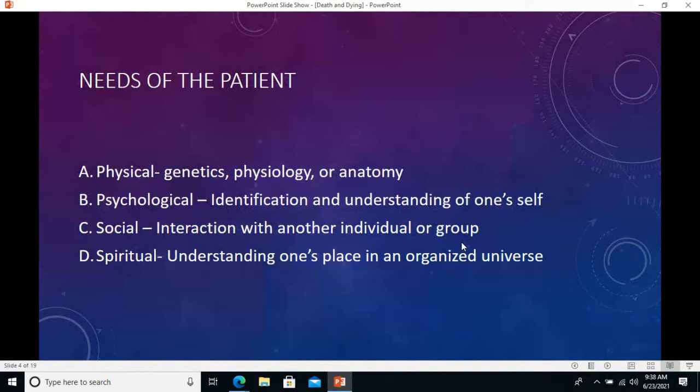So needs of the patient: physical, your genetics, physiology, or anatomy; psychological, identification and understanding of oneself; social, interaction with another individual or group; and then spiritual, understanding one's place in an organized universe.